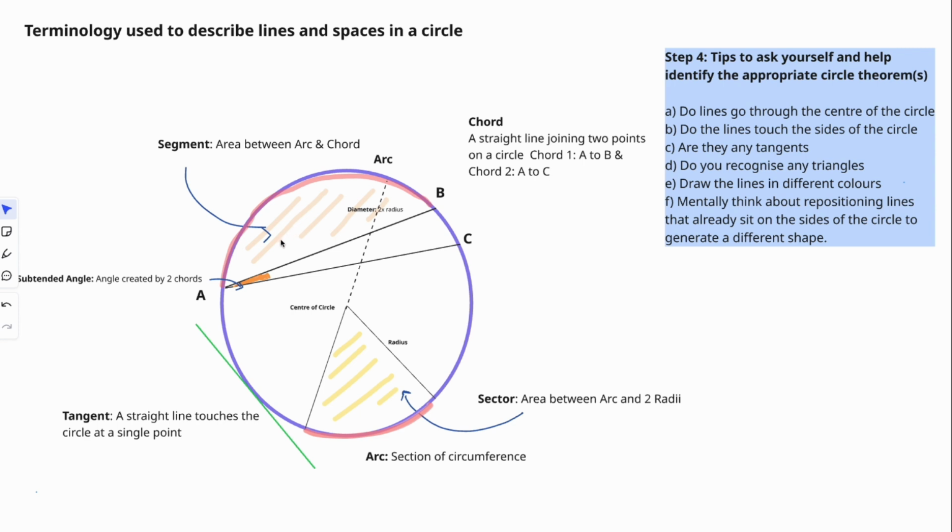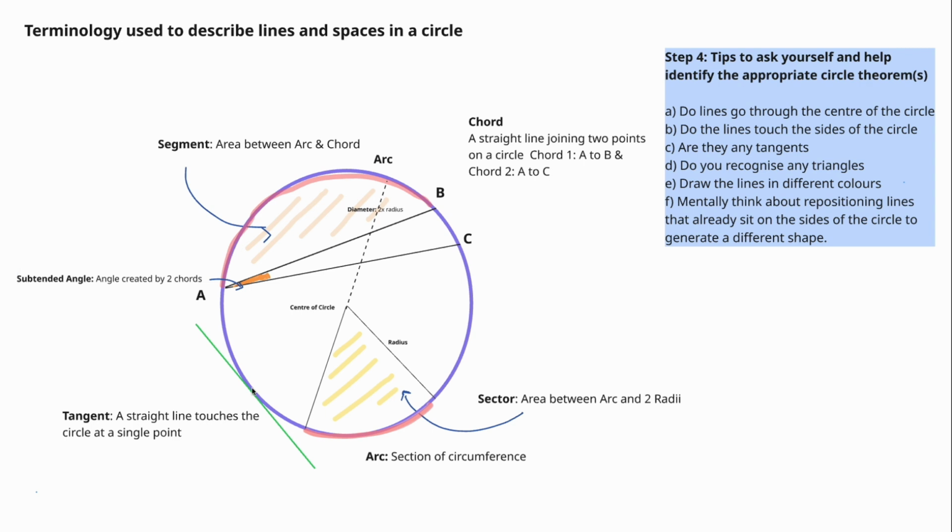And carrying on around the circle here, we have the angle that is created between the 2 chords AB and AC. This angle is subtended, or the subtended angle. The last point on our circle is a tangent, which is the green line, which is a straight line that touches a single point on the outside of the circle.